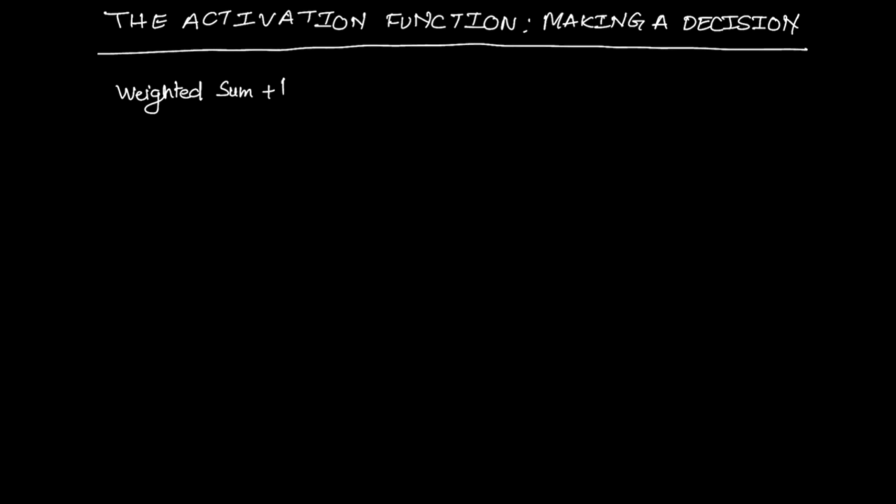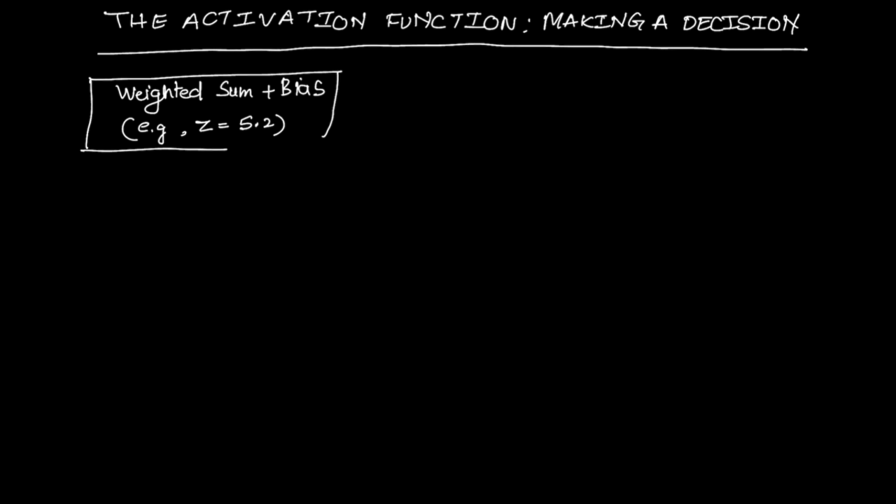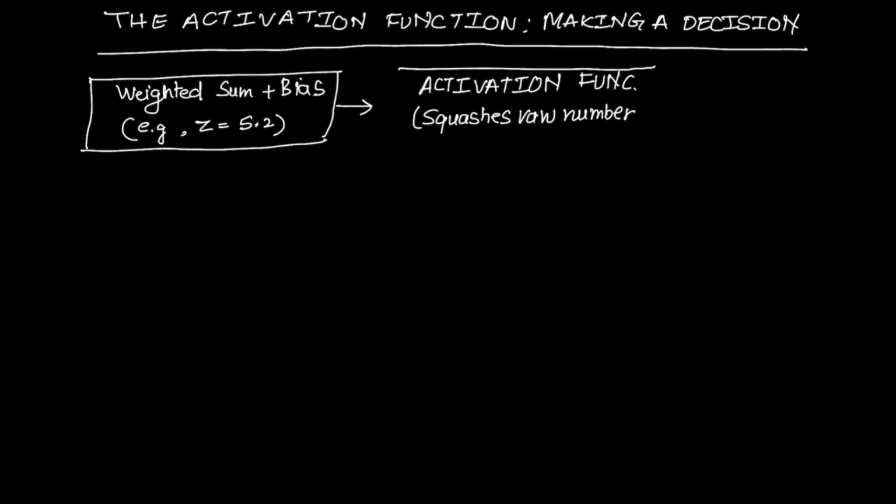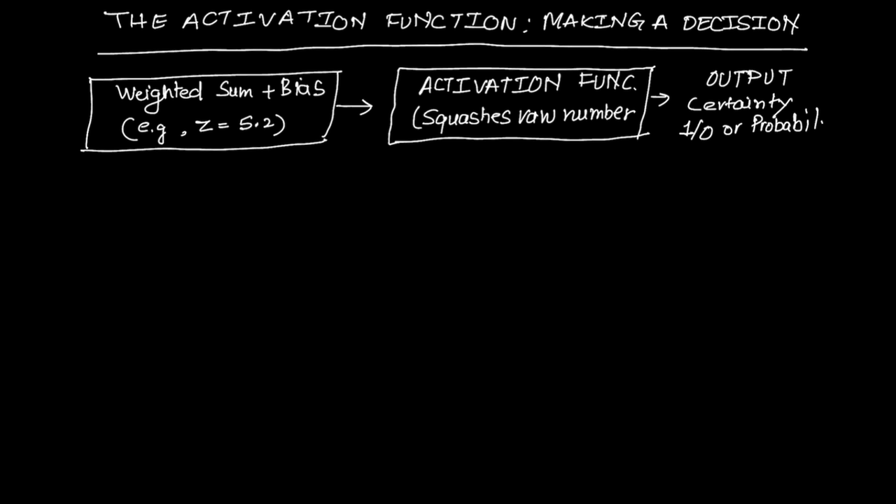We have calculated our weighted sum and we have added our bias. Let's say the final number comes out to 5.2. Now, is 5.2 a yes? Is it a cat? Is it spam? Computers need certainty. They usually need a binary output or a probability. This is the job of the activation function. It takes that raw number of 5.2 and squashes it into a format we can use.